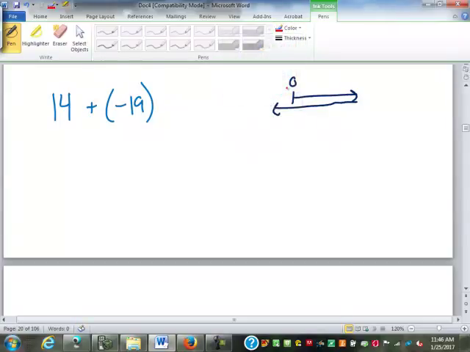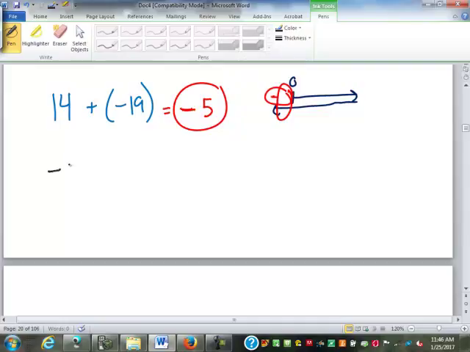And what this little sketch is telling me is two things. One, we ended up on the negative side of 0, so my answer is negative. The second thing it's telling me is, since the vectors or the arrows go in opposite directions, the final value is the difference between those magnitudes, those absolute values. So the difference between 14 and 19 is 5. So my answer is a negative 5.